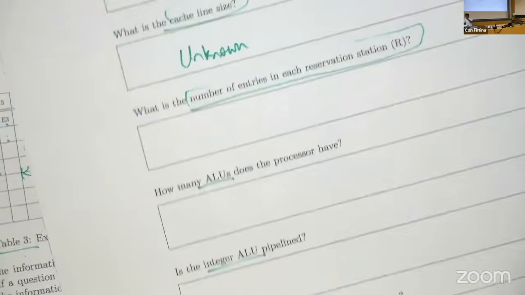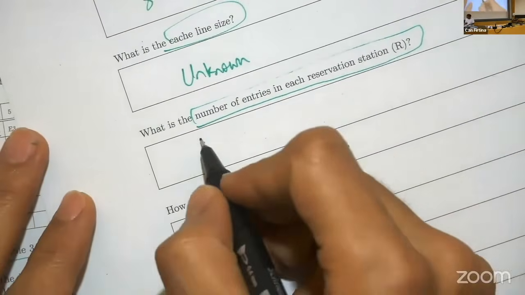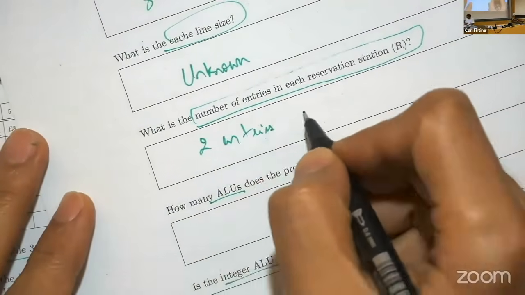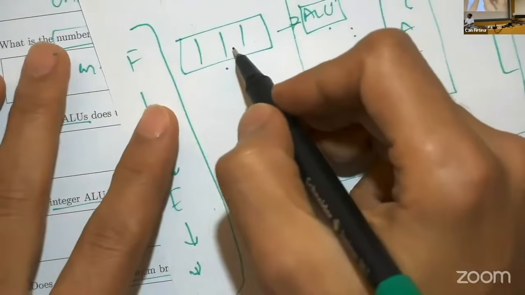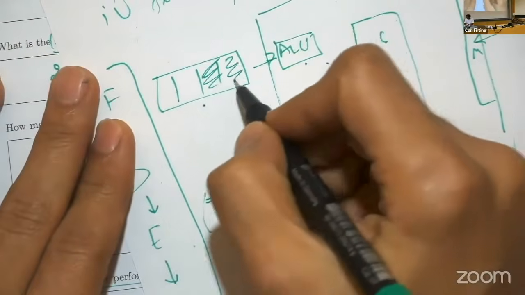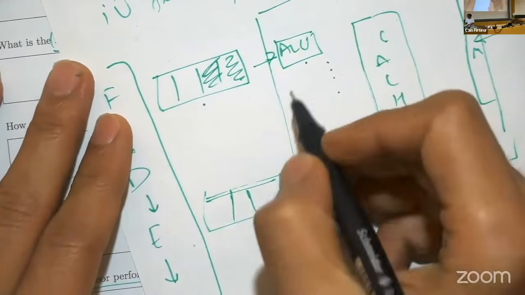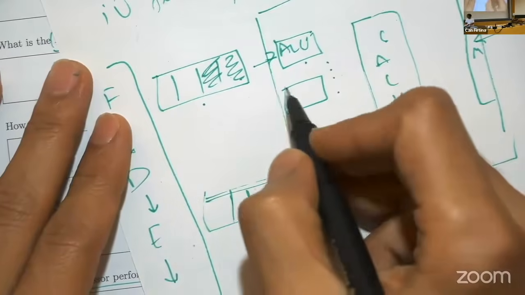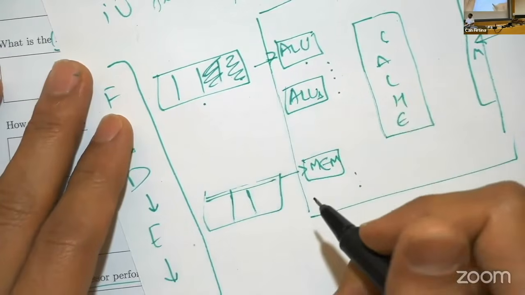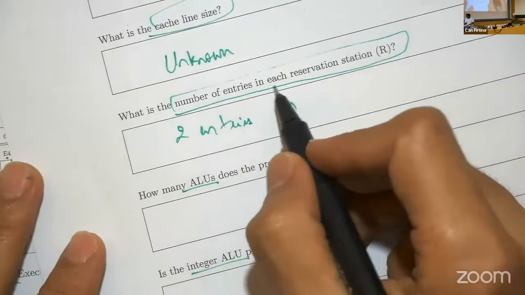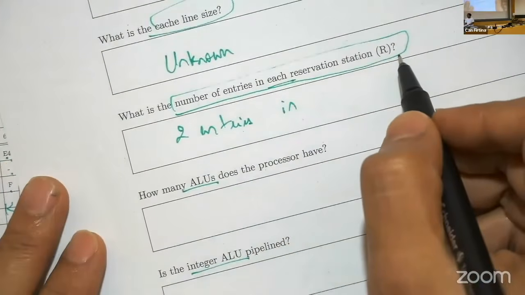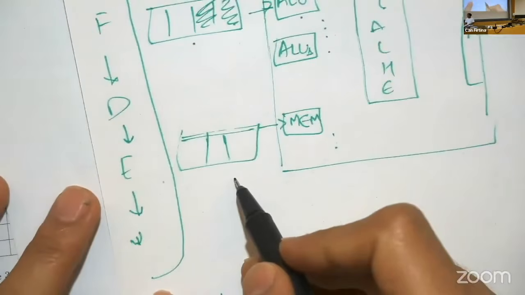Now these two questions are sort of similar. So in this case, you can have 2 entries in this ALU reservation station, or you can have 2 ALUs. Okay, both of them are possible answers. The question asks, what is the number of entries in each reservation station? Once again, careful reading, each. Remember that we had 2 reservation stations.